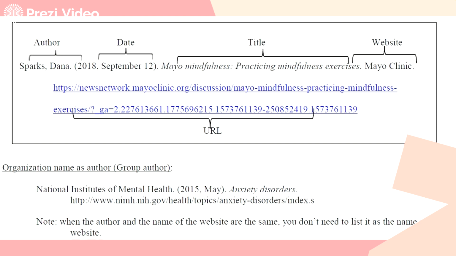When the author and the name of the website are the same, then you do not need to list it as the name of the website. So, for example, you are using the website of the Department of Agriculture, then you do not need to place the name Department of Agriculture under the website name because it is already mentioned as the name of the author. If the organization name is placed as the author, then you no longer need to mention it again as the name of the website.